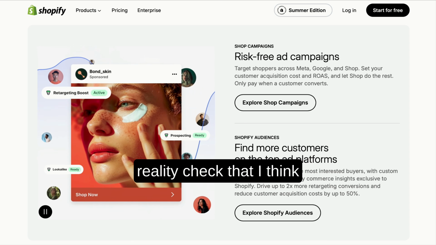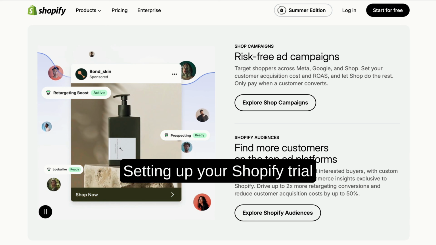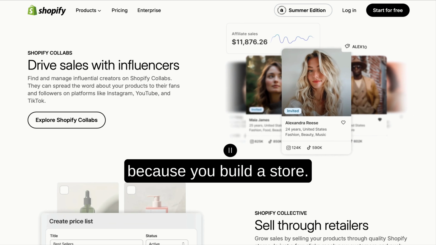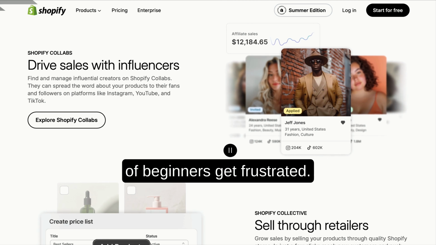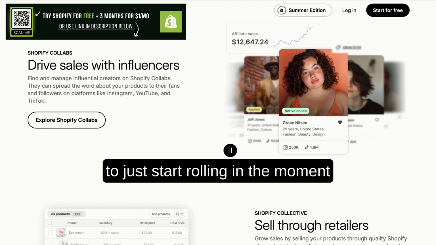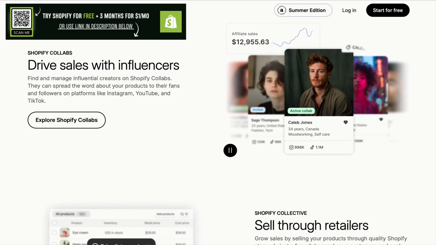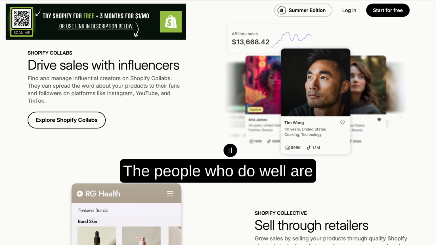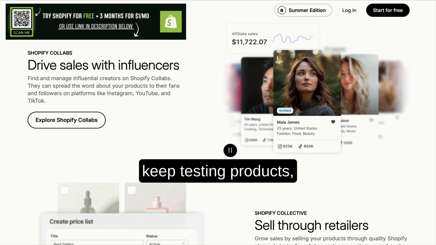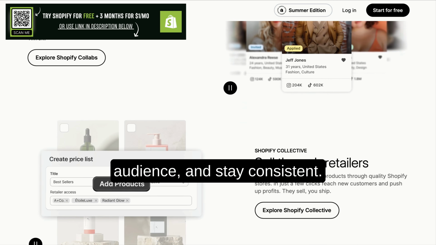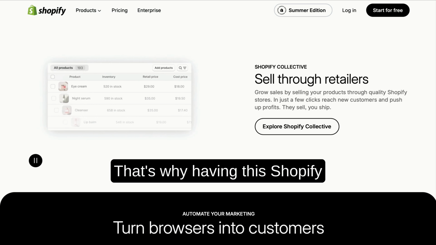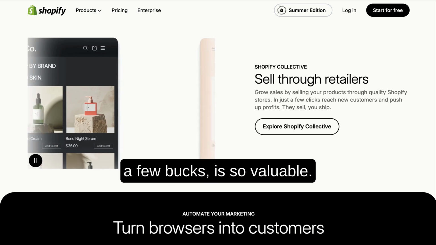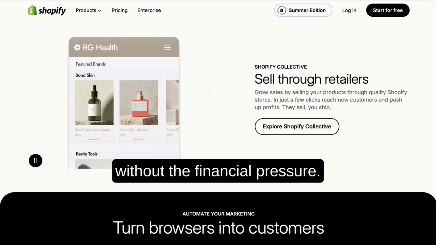And here's another little reality check that I think is important to mention. Setting up your Shopify trial account is super simple, but success isn't automatic just because you build a store. That's where I see a lot of beginners get frustrated. They expect the sales to just start rolling in the moment the website goes live. But if you understand that up front, you're already ahead of most people. The people who do well are the ones who stick with it, keep testing products, learn what works for their audience, and stay consistent. That's why having this Shopify trial account offer where you get several months for just a few bucks is so valuable. It buys you that learning curve without the financial pressure.